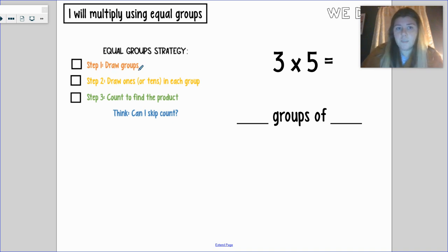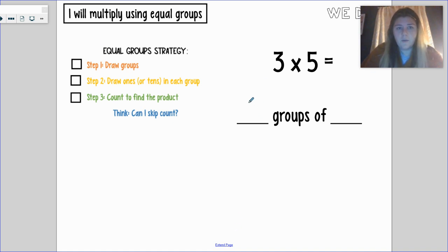You draw your groups after you look at your problem. You draw your 1s or your 10s. Here we're using 1s, so you can just draw little dots to show how many are in each group. And then you can skip count or you can count all the dots together. The video is going to pause here. Take a second to fill this out, and then I will review it as soon as the video is done.